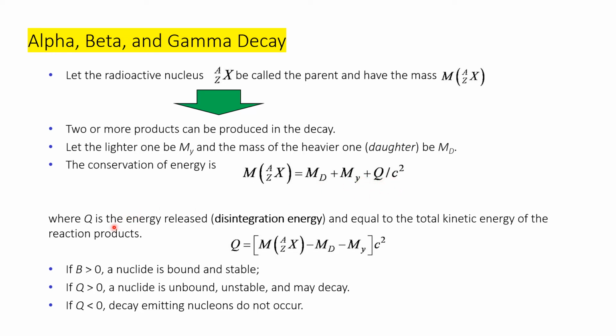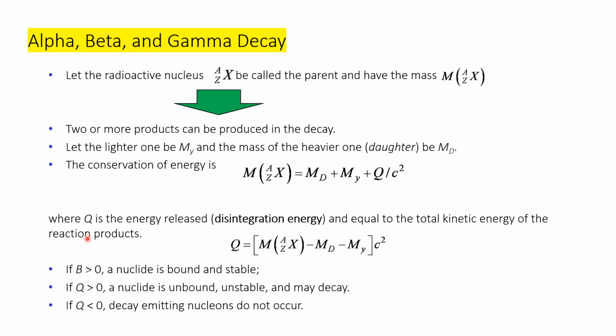Here, your Q is the energy release, or we also call this the disintegration energy, and this is equal to the total kinetic energy of the reaction products. Your Q is equal to the mass of your nucleus minus the mass of the daughter and the mass of the lighter one, and this whole quantity is multiplied by C squared.